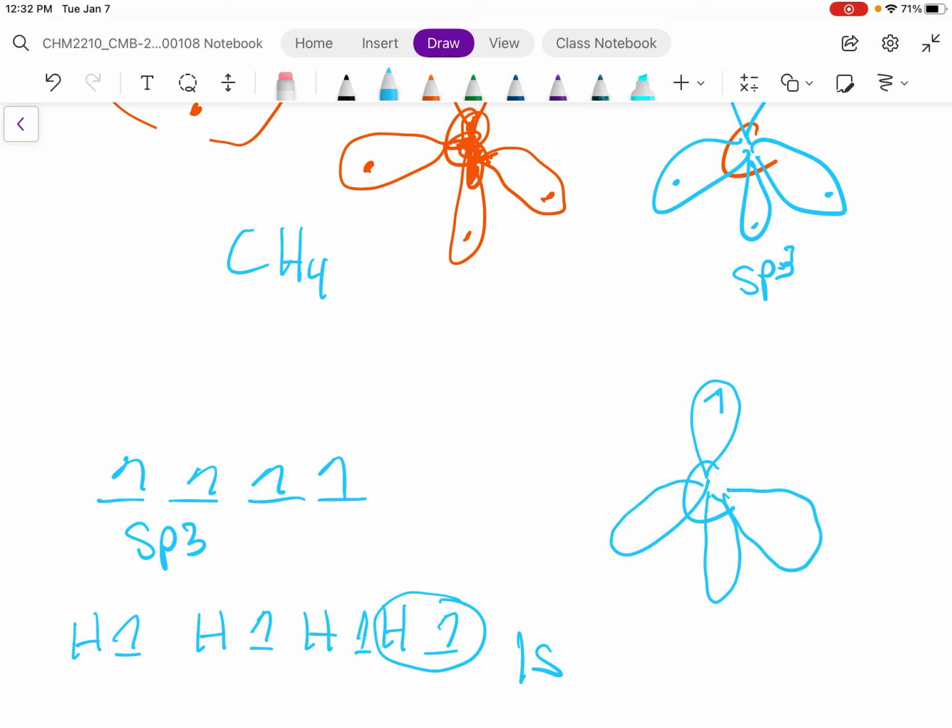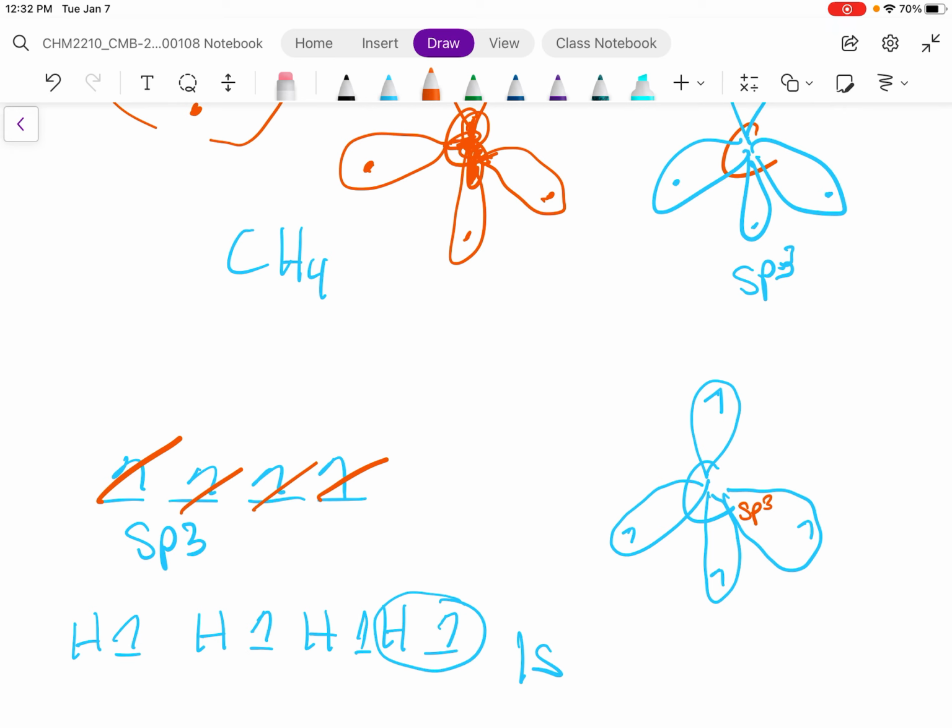And I'm going to put in those electrons. So you can see that I've accounted for those 4 electrons on the carbon. And what's the hybridization state of those orbitals? All 4 of them? They're sp3. Now the hydrogens are going to come into play in a 1s.